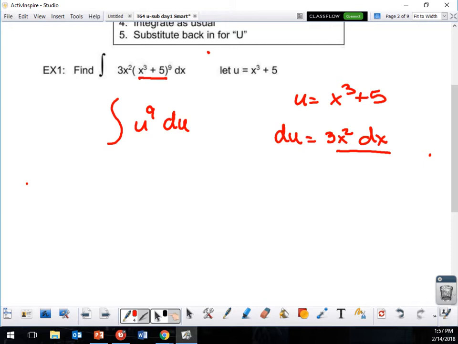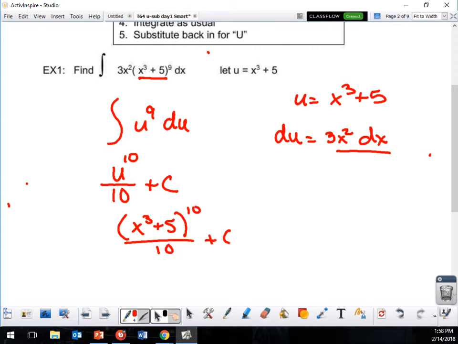So this is going to now be what? The integration of that is u to the 10th over 10 plus C. Very good. Now I did my integration, but what is my u going to be? x cubed plus 5. So I sub it back into my answer: x cubed plus 5, to the 10th, over 10 plus C.